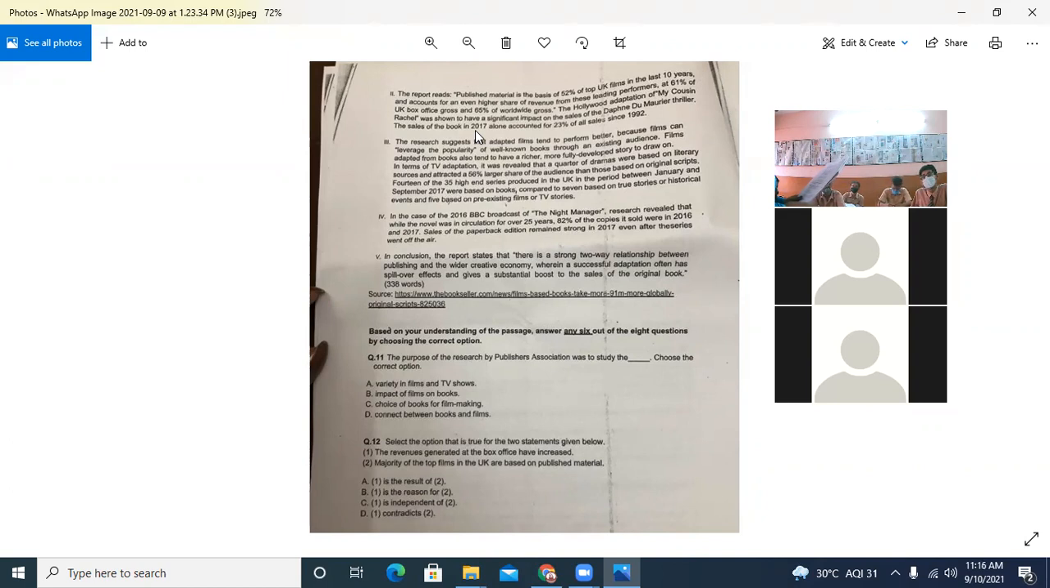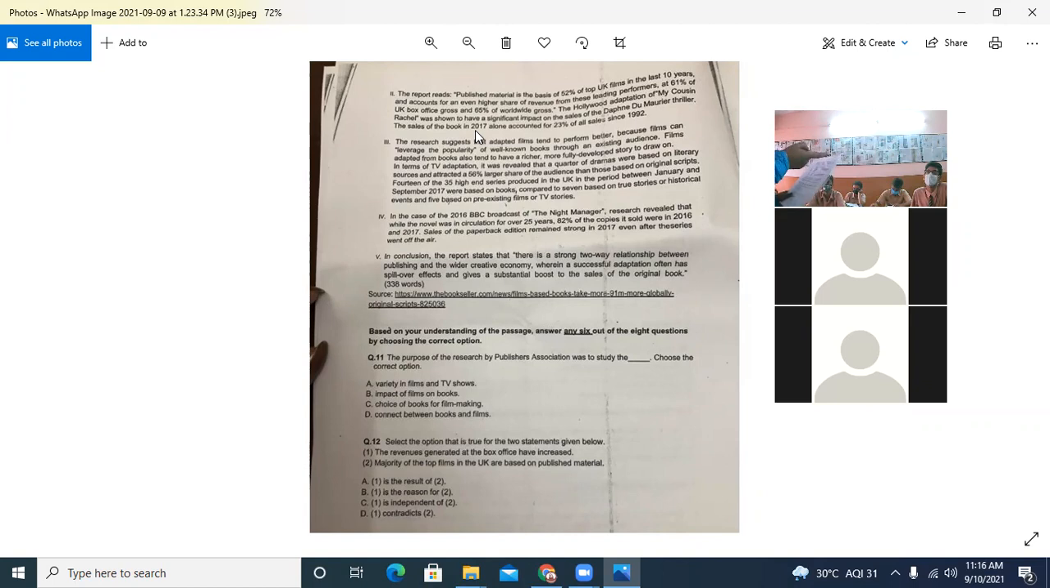Was shown to have a significant impact on the sales of the Duff and Dumouriez thriller. The sales of the book in 2017 alone accounted for 23% of all sales since 1962. See here. It means that now they have given an example of a book upon which the film is made. The name of the film is also given. No need to remember what is there. Just get the idea. And main idea, just get the main idea. And you have got to know that the sales of this book in 2017 alone accounted for 23% of all the sales. Means this book was being sold since 1962.